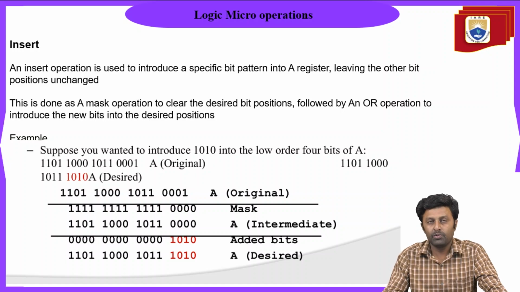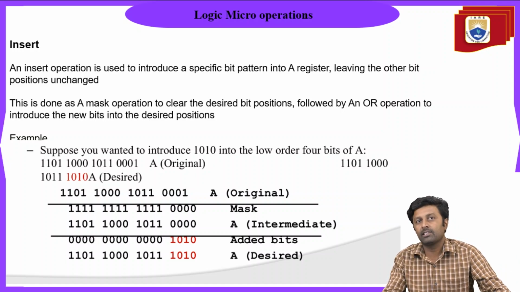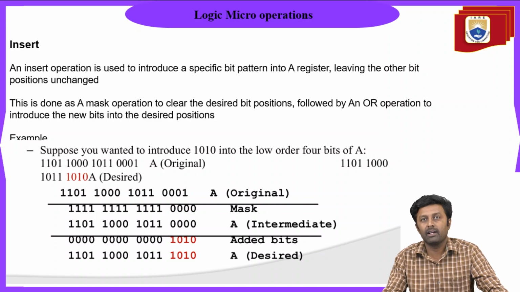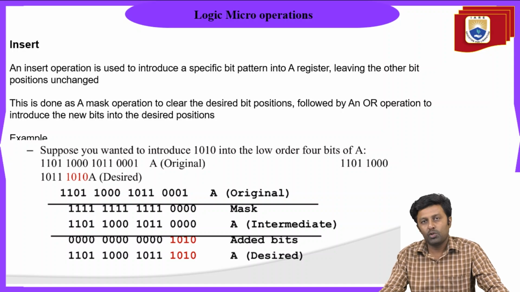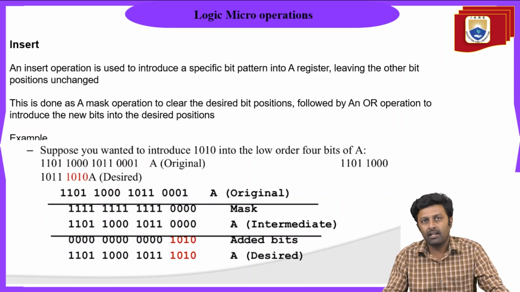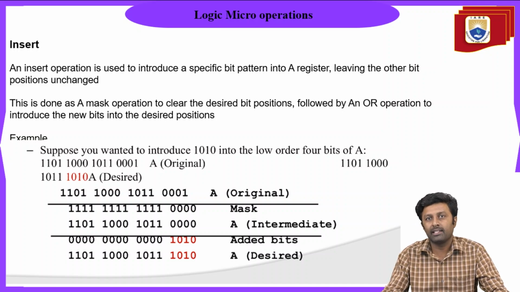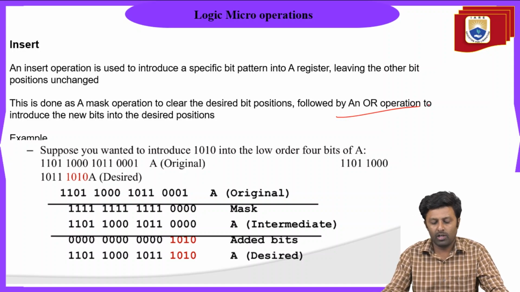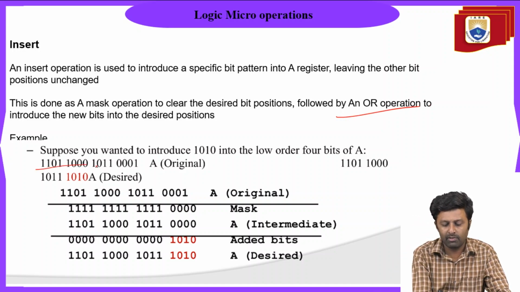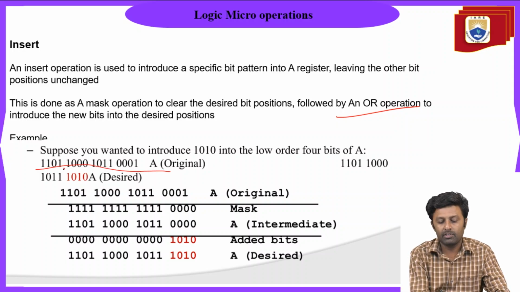Apart from this, we can do the insert operation. An insert operation is used to introduce a specific bit pattern into the A register, leaving the other bit positions unchanged. This is done as a mask operation to clear the desired position, followed by an OR operation. Let us say the original value of A is this one, 1100 0001 1000 1011. If the desired value is this, that is 1011 and 1010.